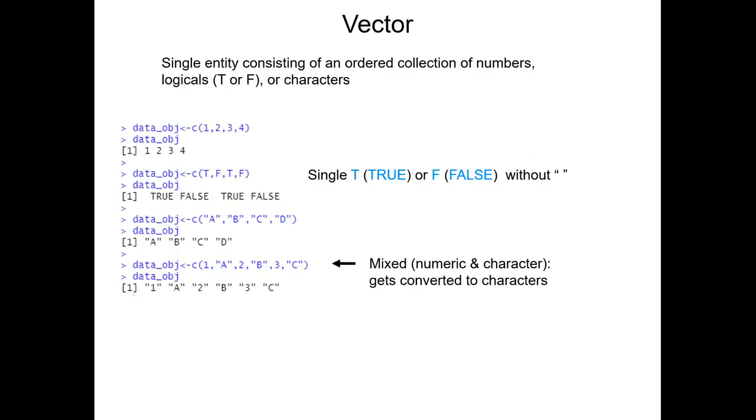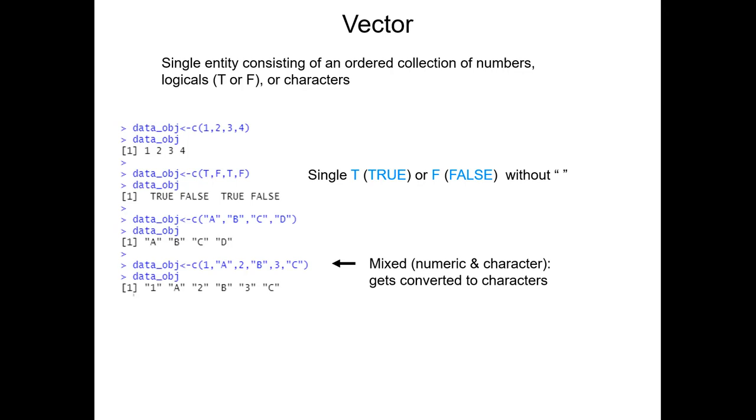So let's look at the first object, a vector. As I said, it's just a single entity, and you can have collections of numbers in it, as shown up in the upper left there. I have a data object where I'm storing the numbers 1 through 4 in it, and that would be known as a numeric vector.